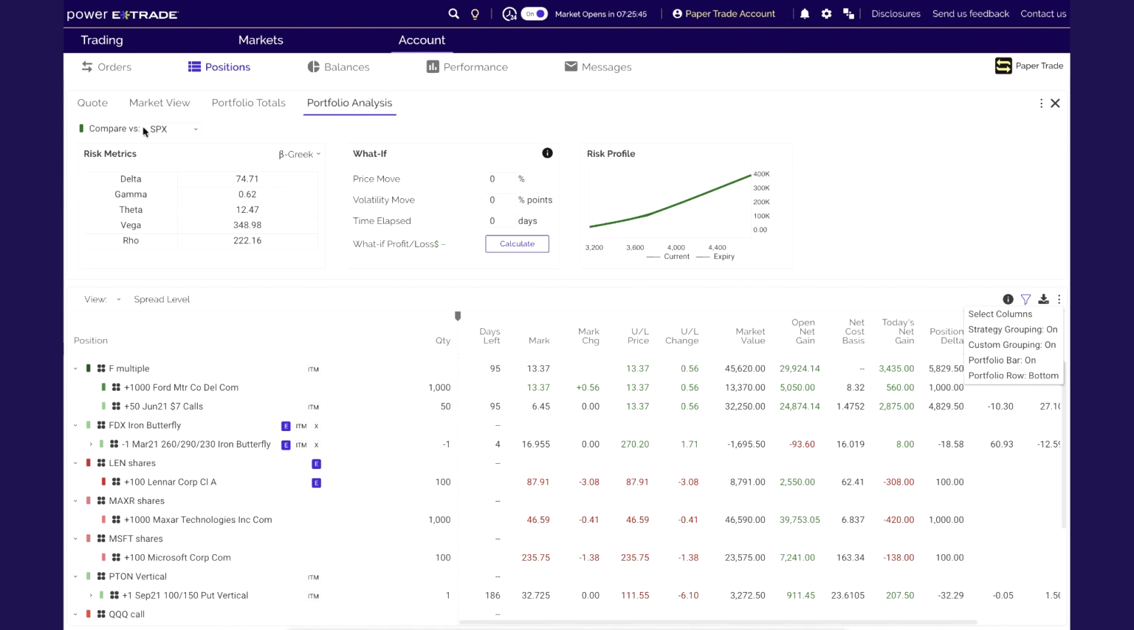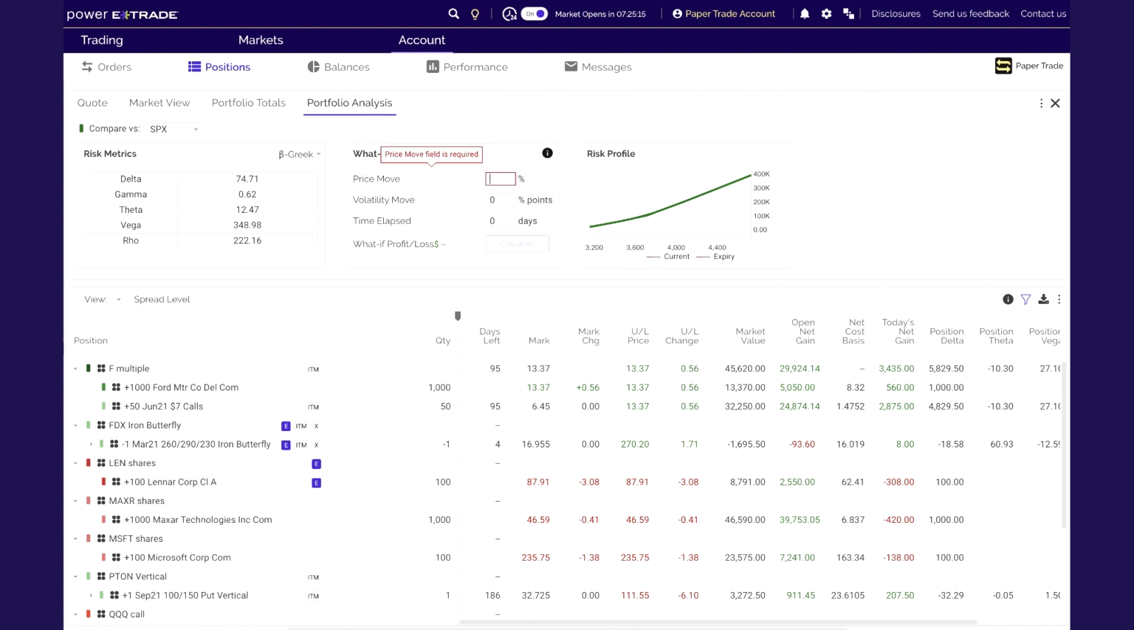I can compare the portfolio against a move in the S&P 500, SPX, the Dow Jones Industrials, the NASDAQ 100, or the Russell. So I've got large cap, I've got the industrials, I've got large technology type, and then I've got basically the small caps here. Let's say that my portfolio is generally large cap, so I'm going to use it as a comparison against the S&P 500.